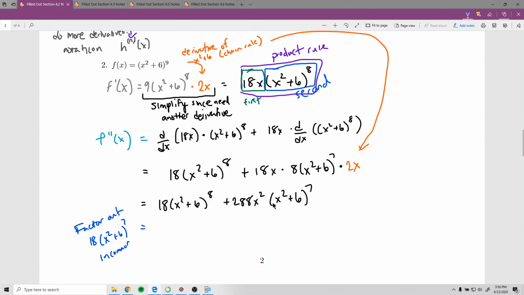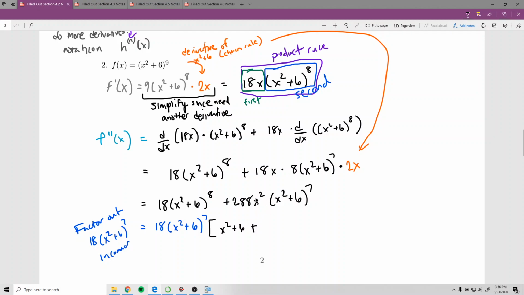Because each term has an x squared plus 6, and the smallest power is 7, I'm going to factor that much out. And then what's left inside? In the first term, we took out everything except one of the x squared plus 6's. Since I only have one of them, I don't need to write parentheses anymore.